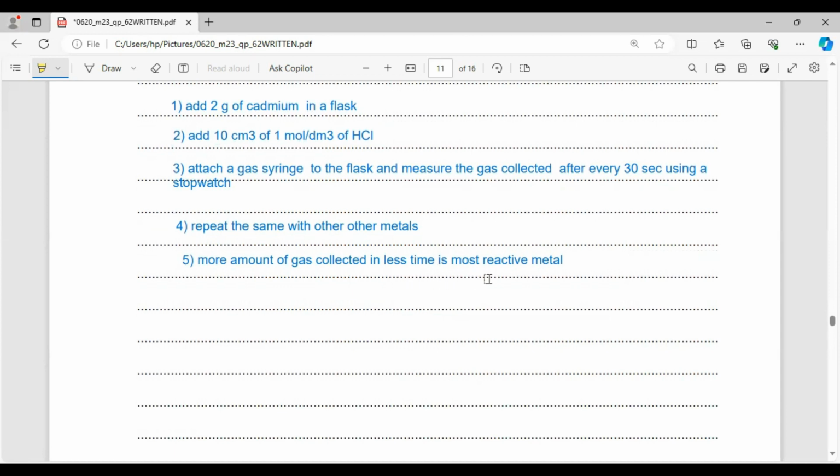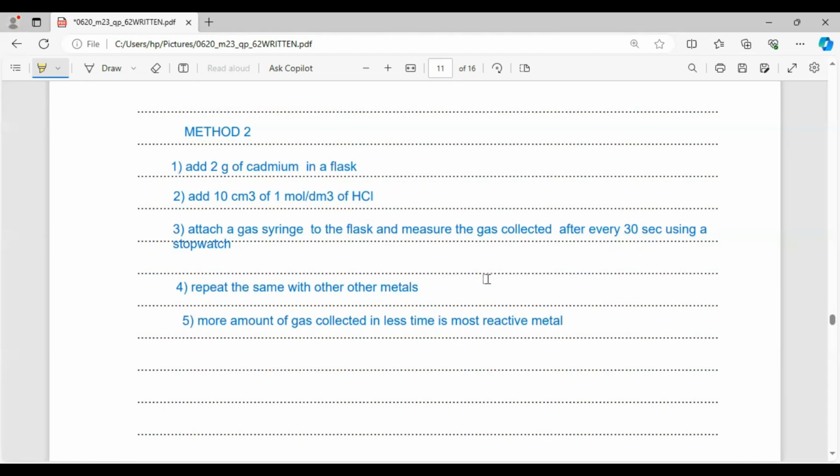The conclusion is important. The apparatus which you are using should match the method you are using. For example, here if you are using a gas collection method, a suitable apparatus for collection of gas must be mentioned here.